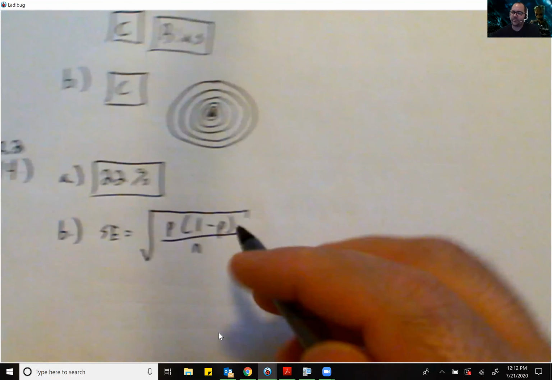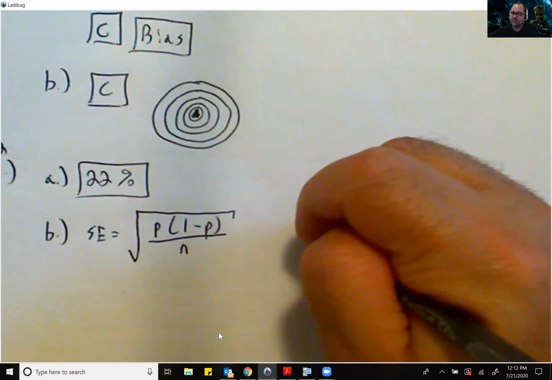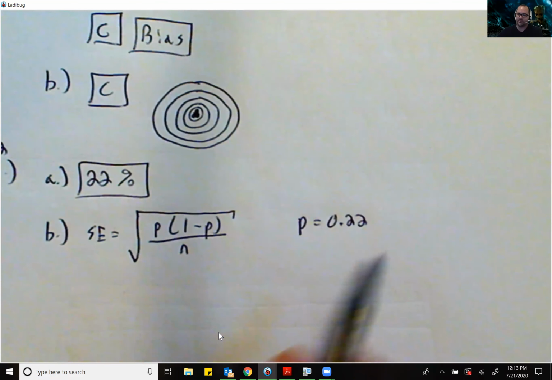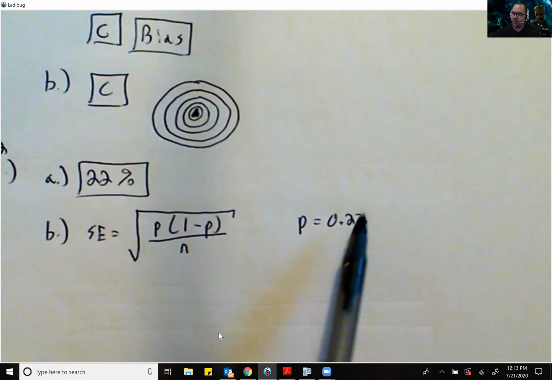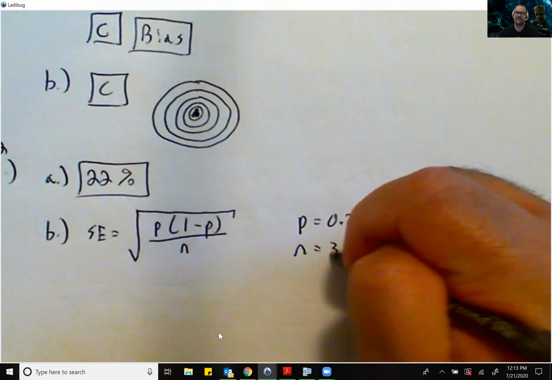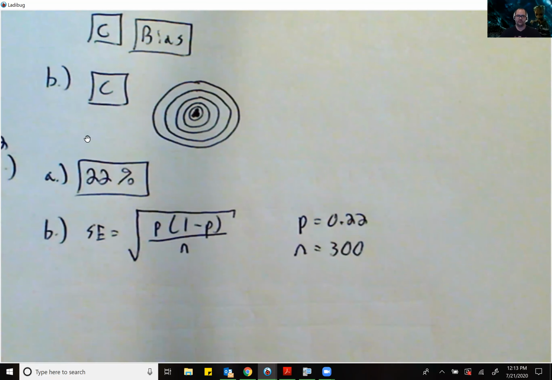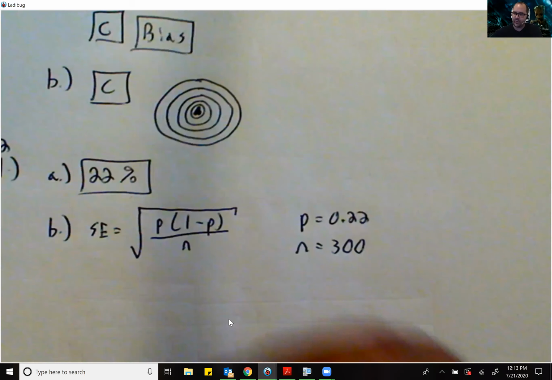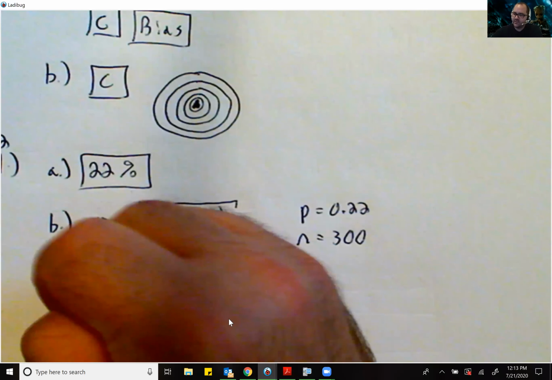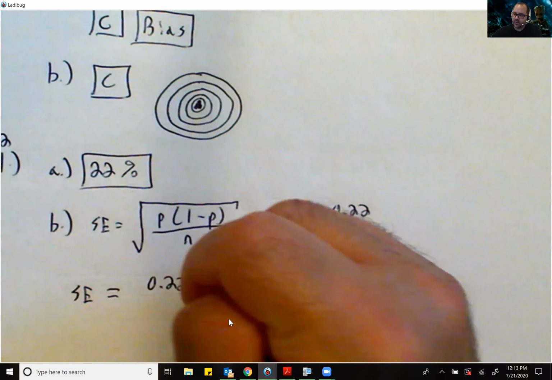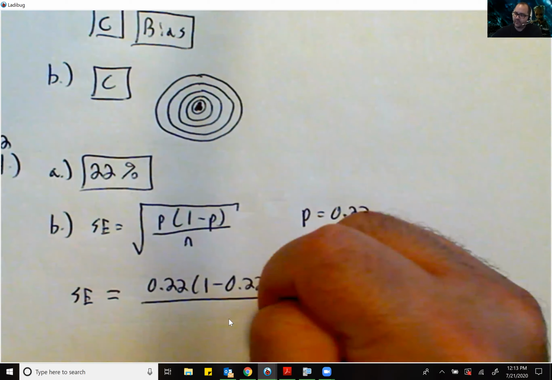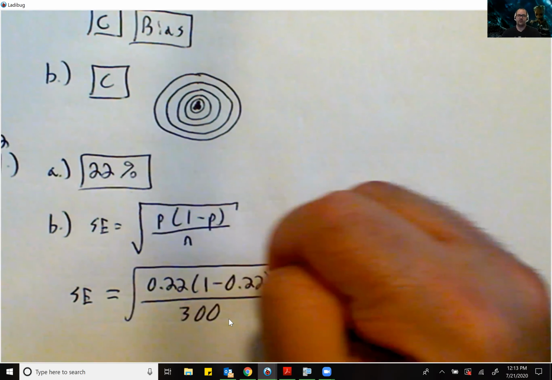You already know the population proportion, P is equal to 0.22, because again, we can't put in 22 here because it's a percentage. It's got to be the decimal. And you already know the total because we're looking at 300 candies. Just to make sure it was 300. Yes, 300 candies. Okay, so let's jump down into here. And basically when you plug in, it will look like this: 0.22 times 1 minus 0.22 all over 300, and all that is under a square root.